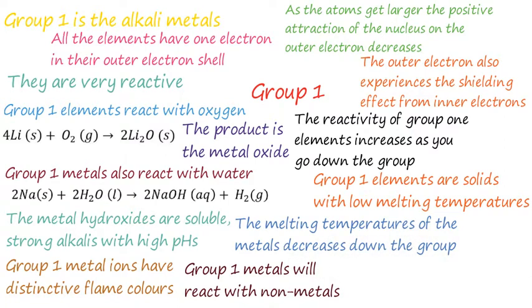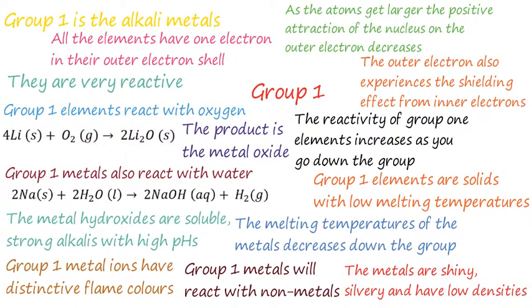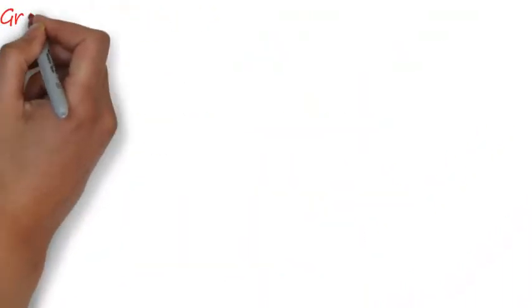The melting temperatures of the metals decrease down the group. Lithium, at the top of the group, has a melting temperature of 180.5 degrees Celsius, and cesium, at the bottom of the group, has a melting temperature of 29 degrees Celsius. The metals are shiny and silvery, but when cut, the metal reacts with oxygen in the air, and so they become dull as the metal oxide is formed. The group 1 metals also have very low densities.